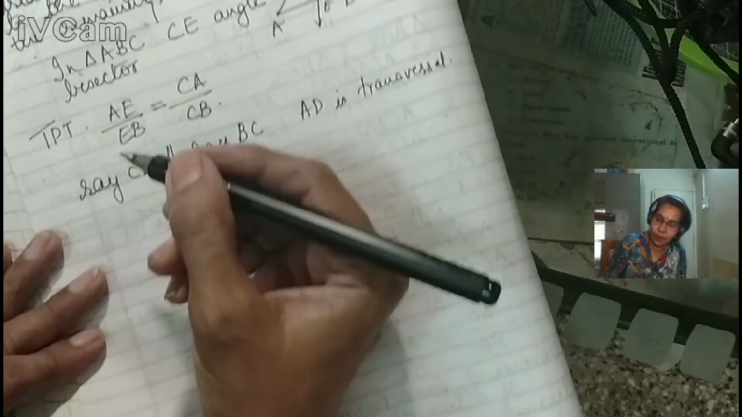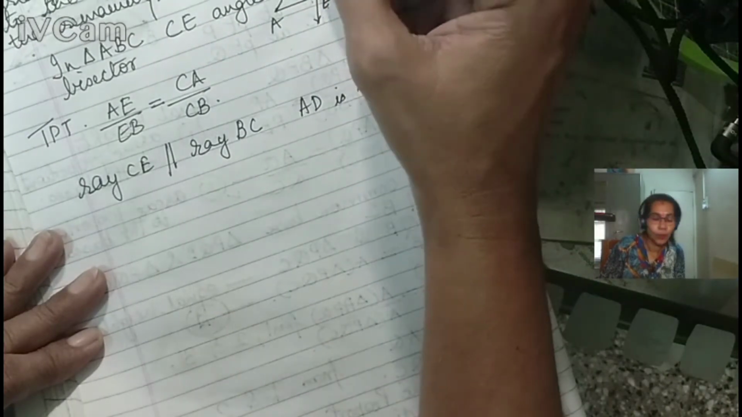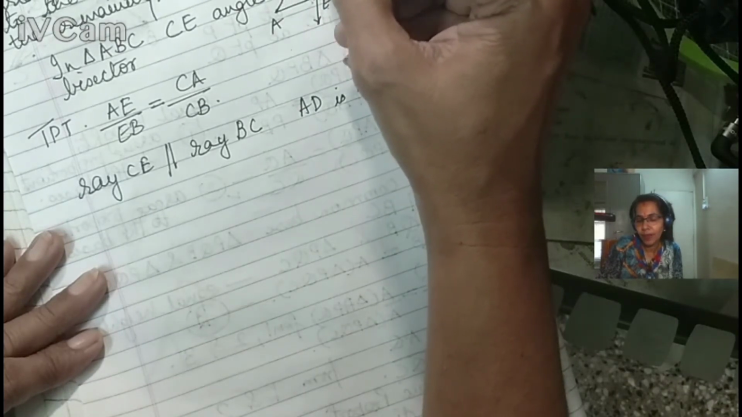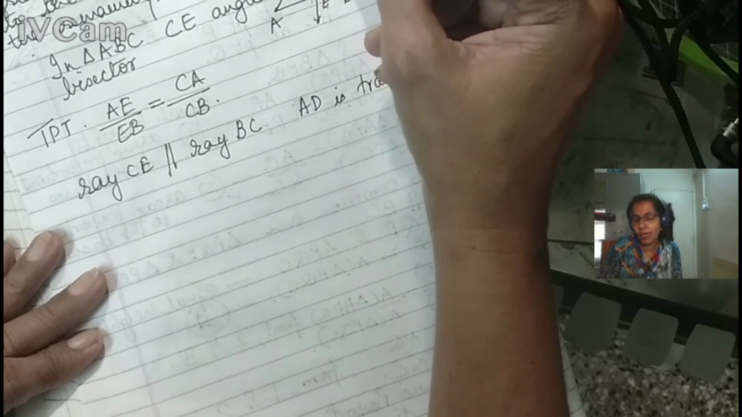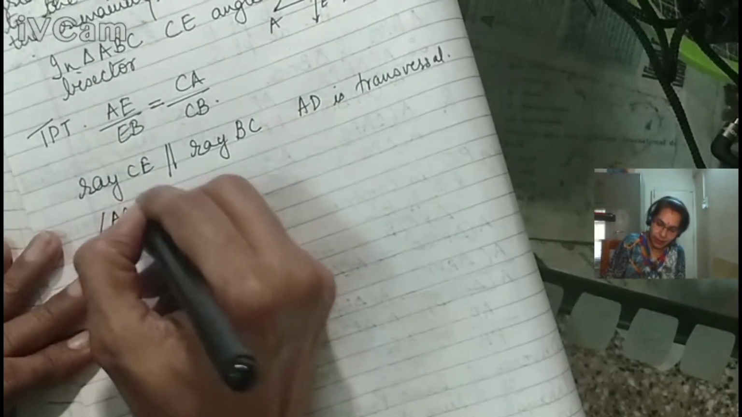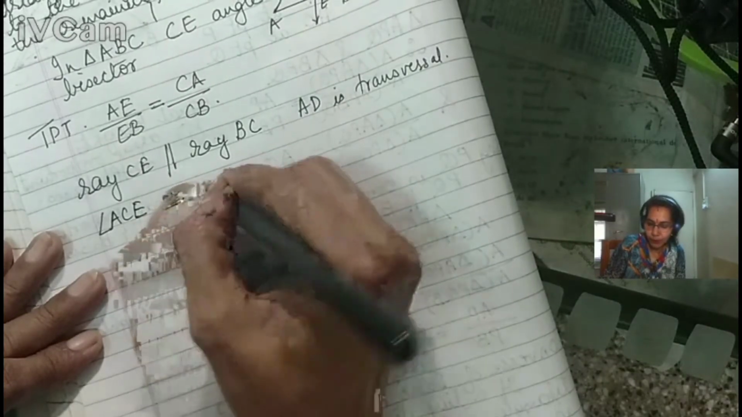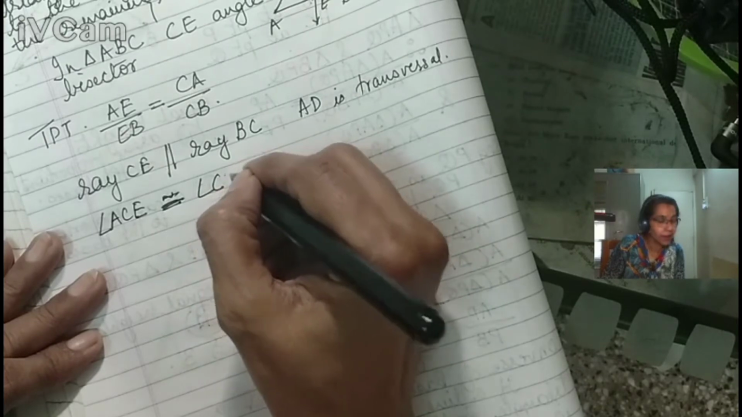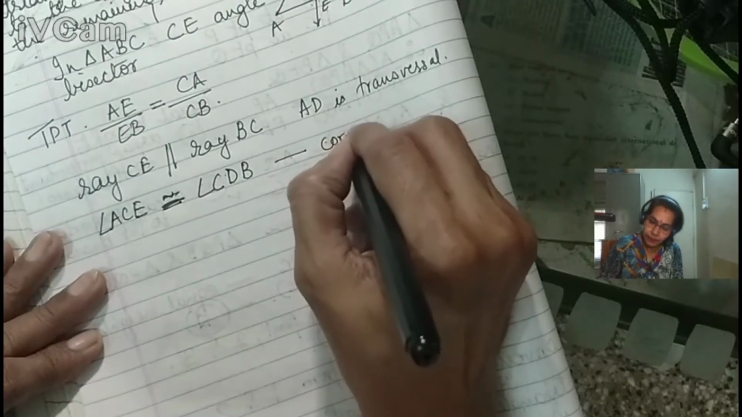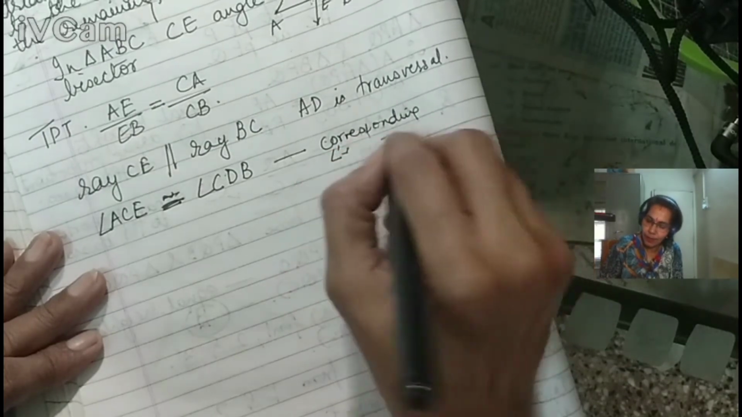Now, if it is a transversal, these are going to be corresponding angles. Angle ACE is going to be a corresponding angle to CDB. Angle ACE is congruent to, or we say equal to, angle CDB, corresponding angles. My statement number 1.